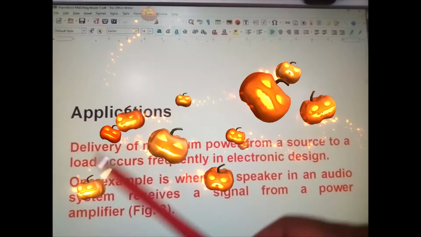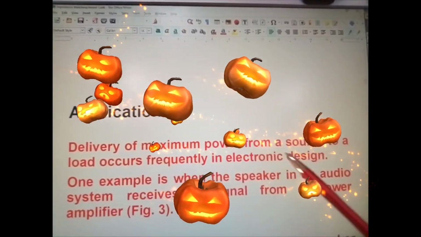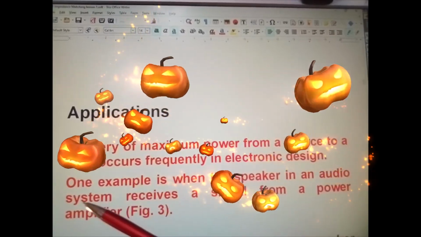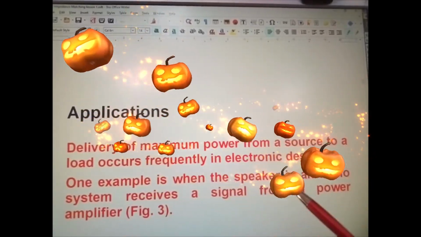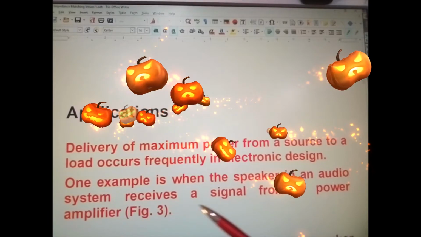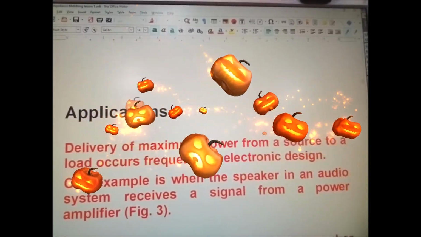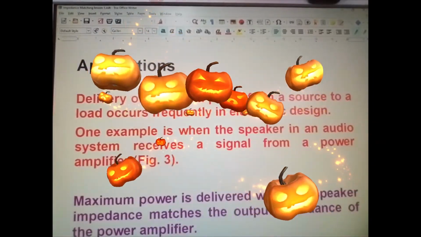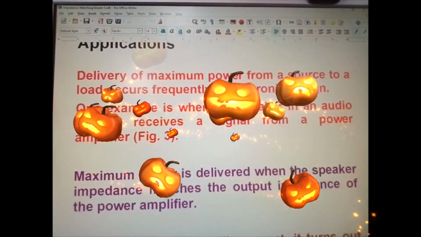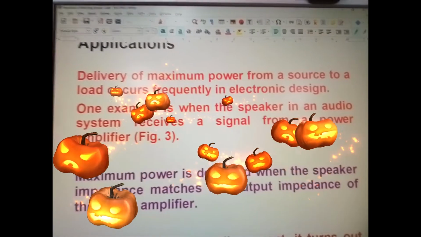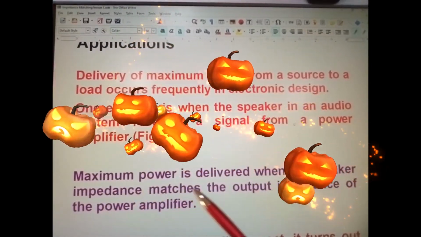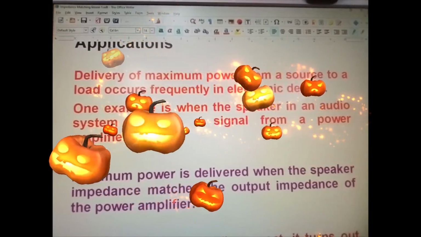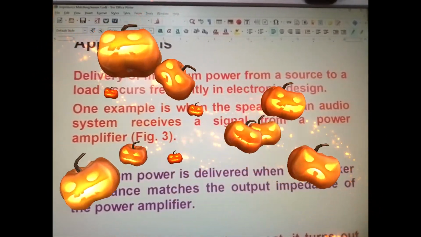Now applications. Delivery of maximum power from a source to a load occurs frequently in electronic design. One example is when the speaker in an audio system receives a signal from a power amplifier. Now, maximum power is delivered when the speaker impedance matches the output impedance of the power amplifier.